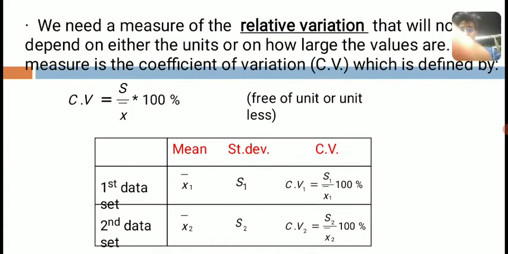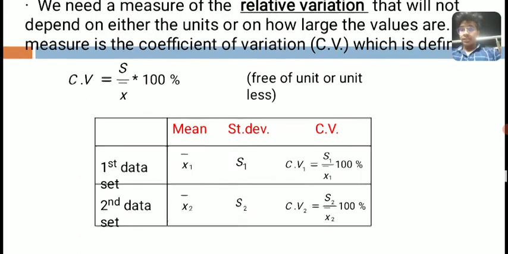So we need to measure relative variation. This will not depend on either the units or on how large the values are. The measure is the coefficient of variation, which is defined by CV is equal to s by x bar into 100. As I have said earlier, this is the formula regarding the coefficient of variation.